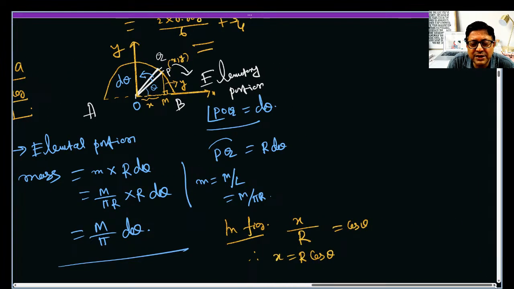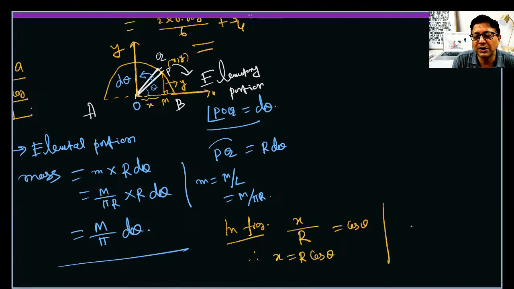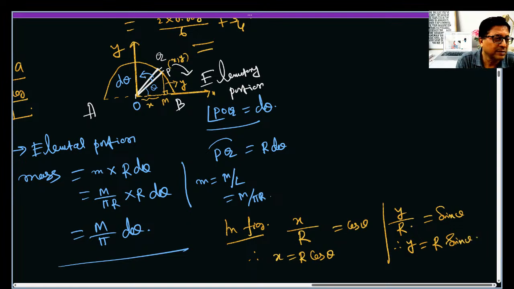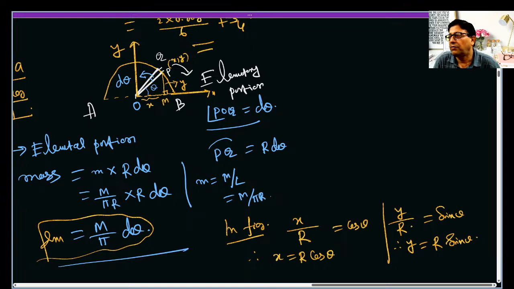The value of x is r cos theta. What is y by r? Y by r is sin theta. So y equals r sin theta. Now finding will be easier because I got the value of dm here. What to do next? For a rigid body, what formula do I apply?